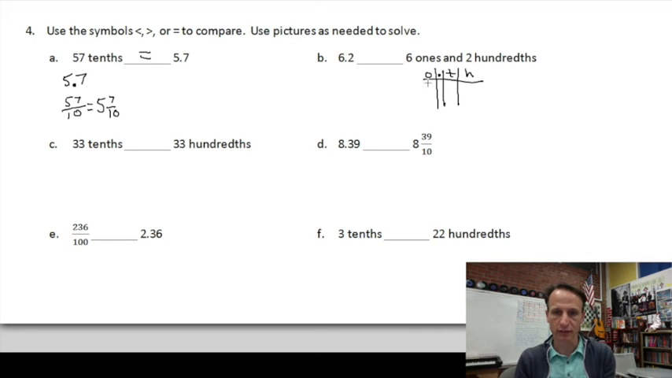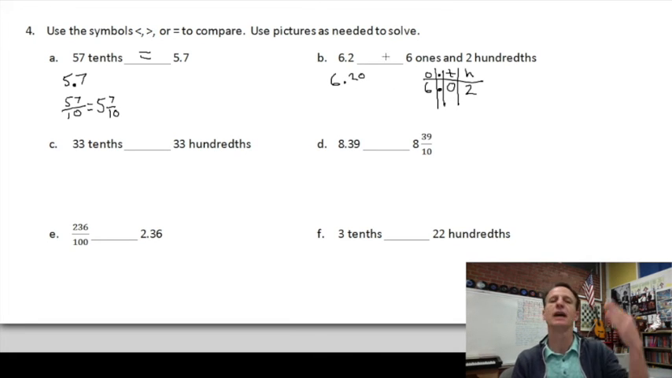6 ones. Decimal point. Tenths. I have no tenths. 0 tenths. But I do have 2 hundredths here. So the number I would write out here is 6.02, 6 and 2 hundredths, compared to 6 and 2 tenths, which, come on, we know by now, that's 6 and 20 hundredths. So 6 and 20 hundredths compared to 6 and 2 hundredths, yes, greater than.